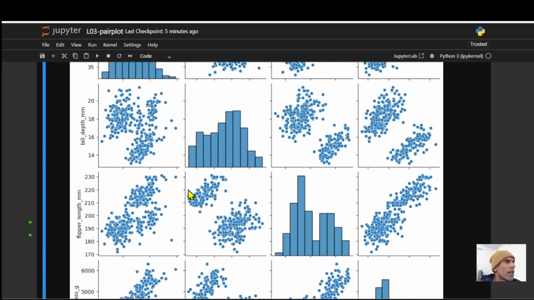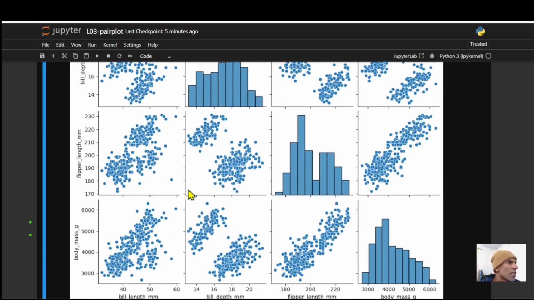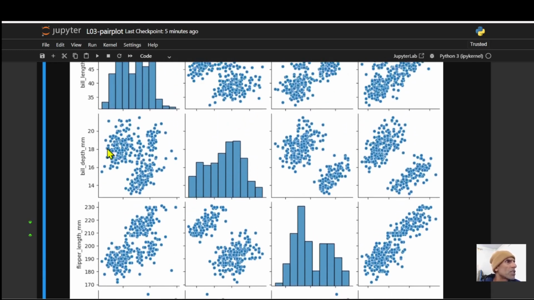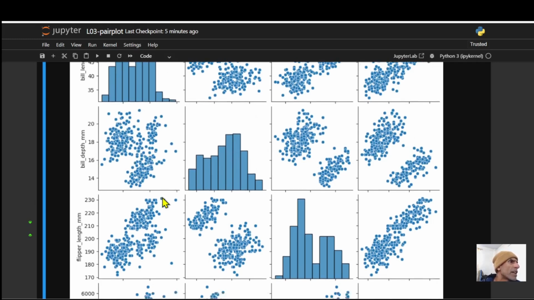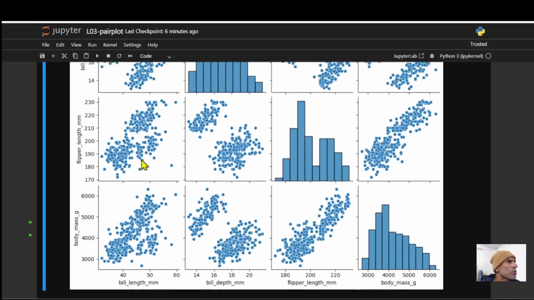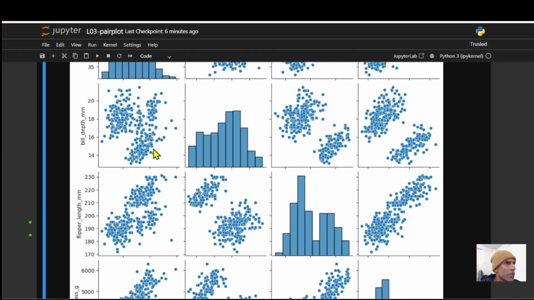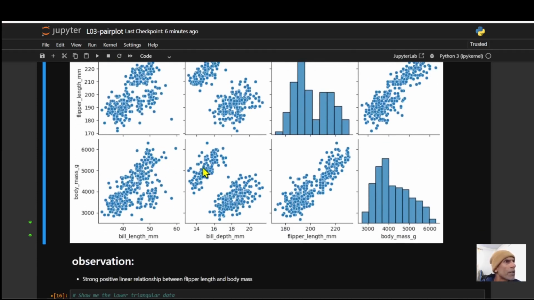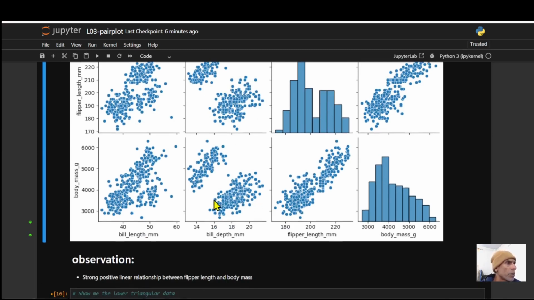On the other hand, I don't see much strong linear relationship between this one right here. That would be your bill depth and bill length. So I don't see much strong positive relationship between these two variables. Okay, so likewise, you can draw similar conclusions by looking at each and every plot over here.